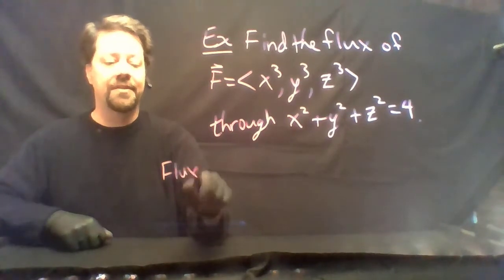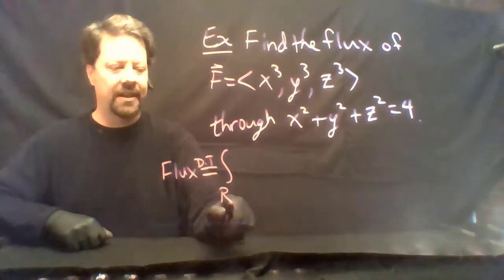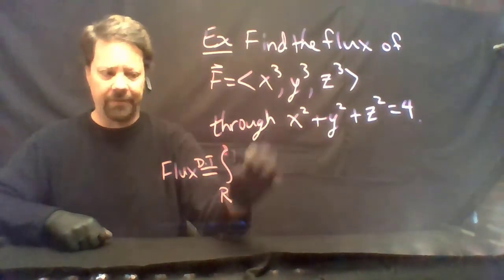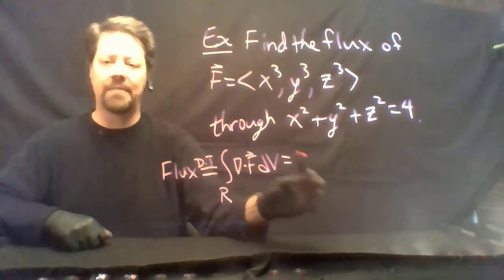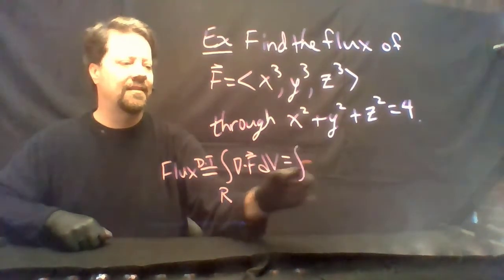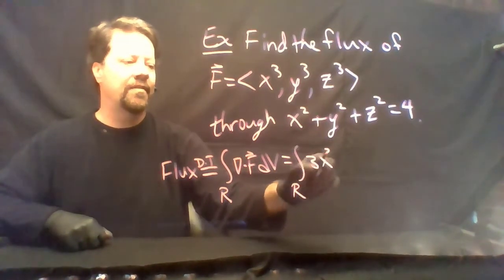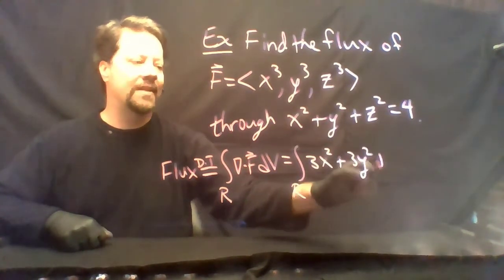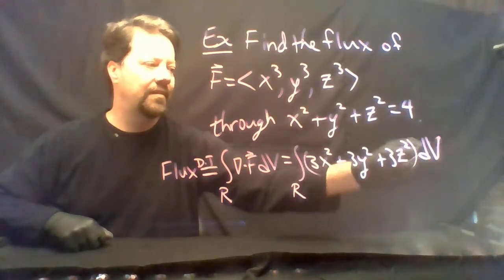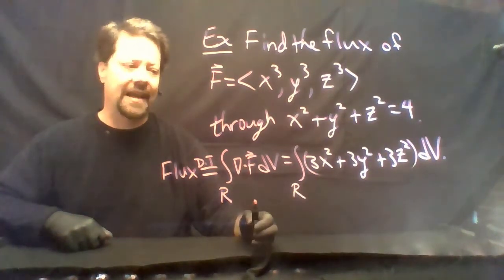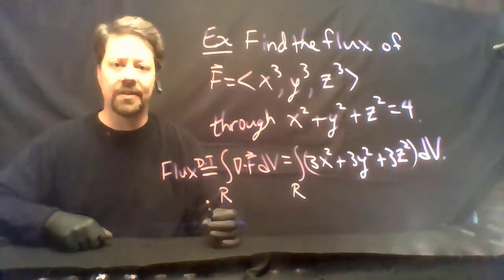According to the divergence theorem, we can just integrate over the entire ball of radius 2 the divergence of the vector field up against a volume element. Let's see. The divergence is going to be 3x squared plus 3y squared plus 3z squared. You can factor the 3 out. X squared plus y squared plus z squared is rho squared in spherical coordinates.